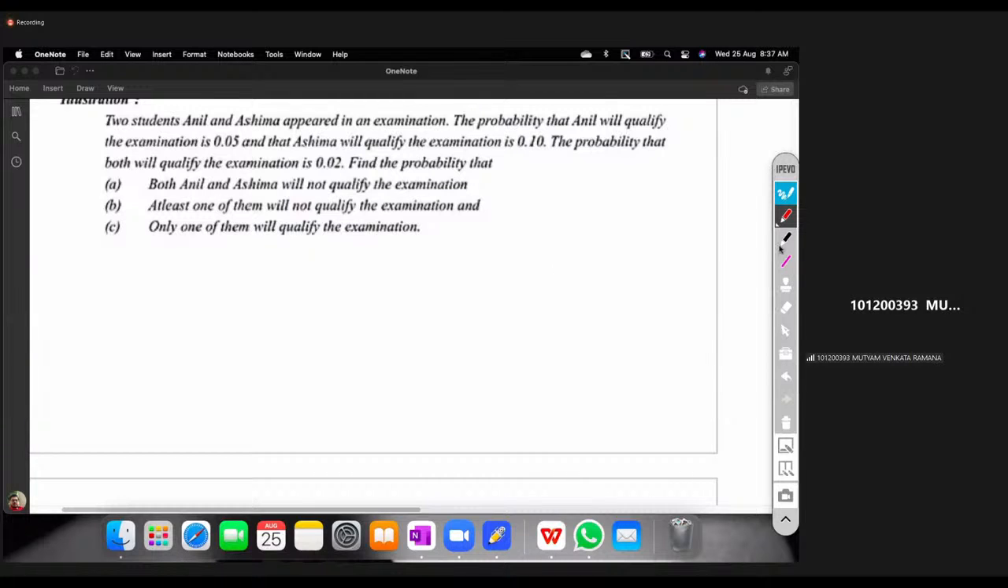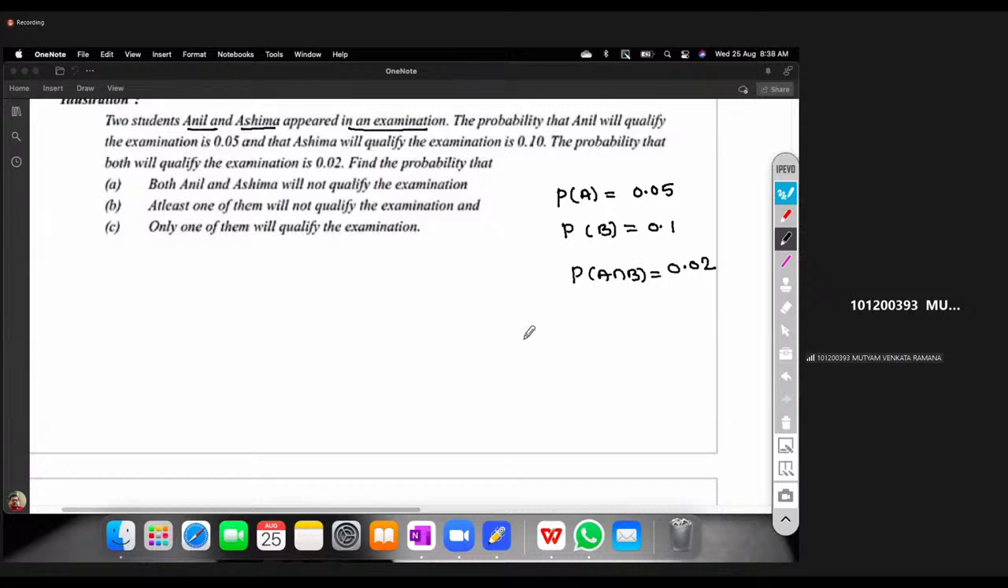So this question is: two students, Anil and Ashima, appeared in an examination. The probability that Anil will qualify the exam, probability of A passing, is 0.05. Probability of B, Ashima qualifying the exam, is 0.1. Probability that both will qualify, probability of A intersection B, is 0.02.